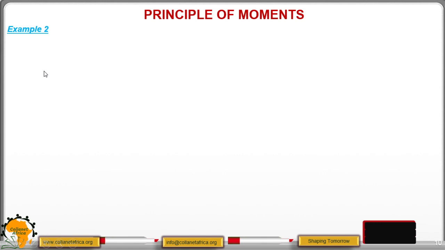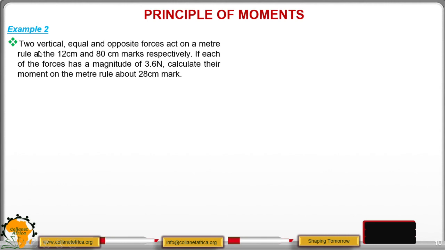Let us also do example 2. We have two vertical equal and opposite forces acting on a metal rule at the 12 centimeter and 80 centimeter marks respectively. If each of the forces has a magnitude of 3.6 newtons, calculate their moment on the metal rule about the 28 centimeter mark. The solution.